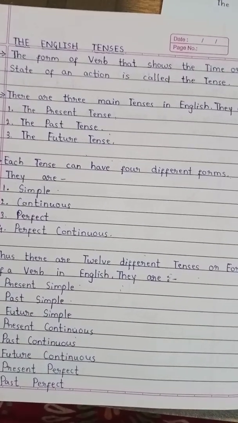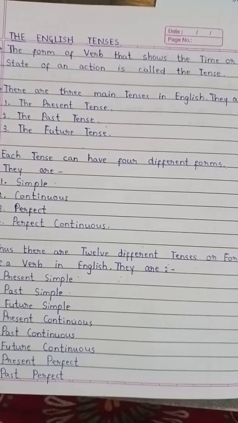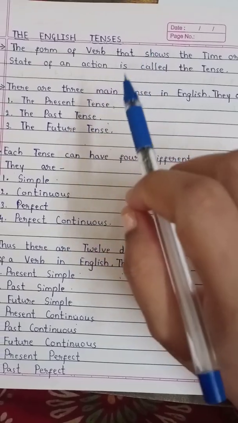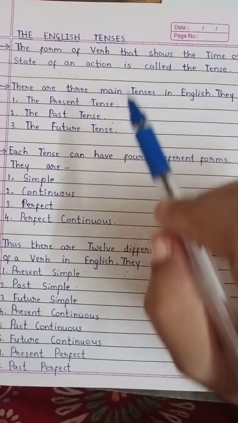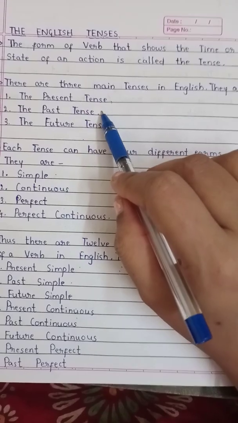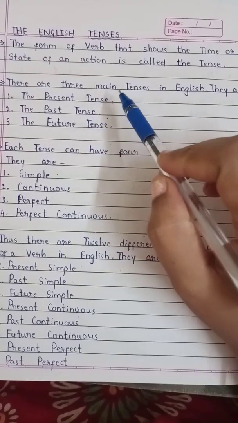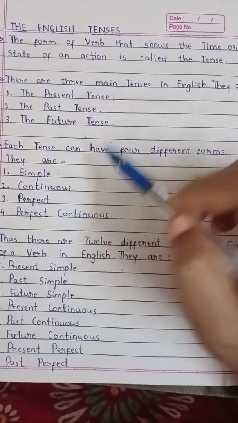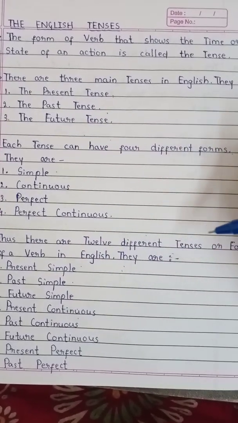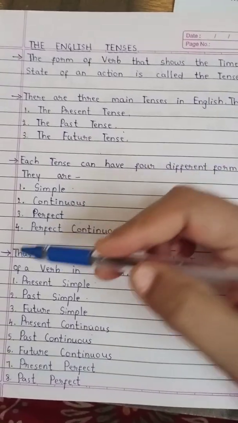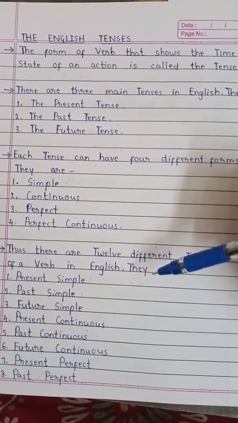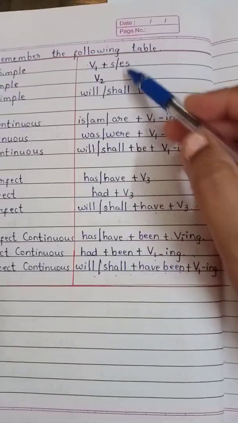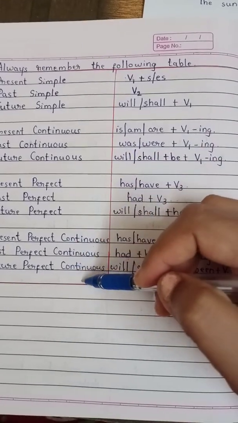In our last class, we had learnt about the English tenses. You had learnt what is tense, which are the three main tenses, and the four different forms of each tense, and also by combining the different tenses and four different forms of tenses, you have also learnt the 12 different tenses or form of a verb in English. And also you have learnt how will be the verb form in different tenses.